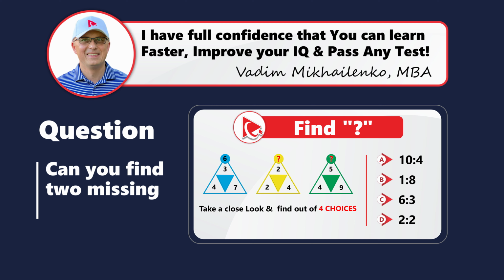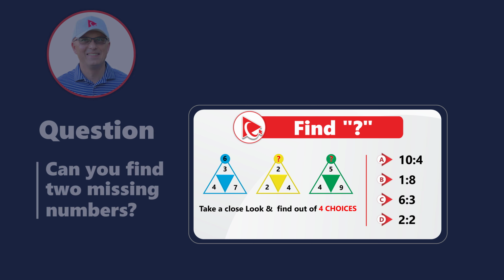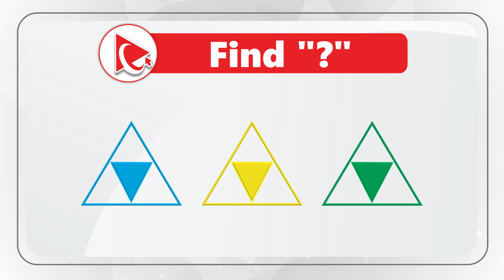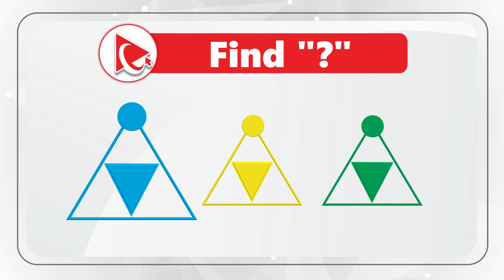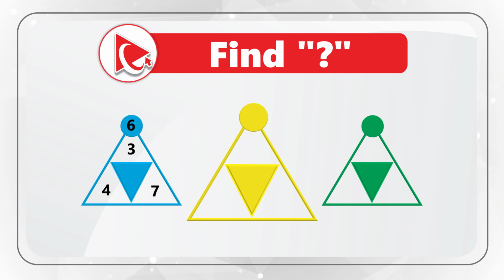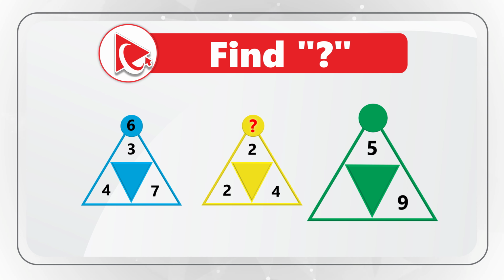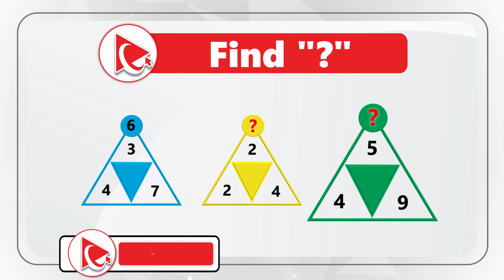Here's an absolutely phenomenal question, which is absolutely not obvious how to solve. Instead of 1 question mark, you need to find 2 question marks. You're presented with 3 triangles. All triangles have a circle at the top. The blue triangle has 3 numbers inside. Starting from the top, the numbers are 3, 7, and 4, and the number on the top is 6. The yellow triangle has numbers 2, 4, and 2, and there is a missing number on the top. The green triangle has numbers 5, 9, and 4, and a missing number on the top.